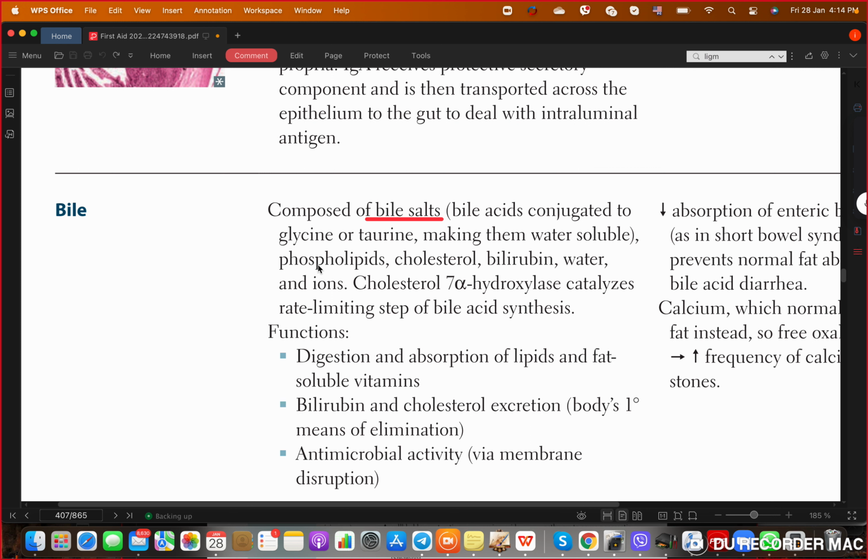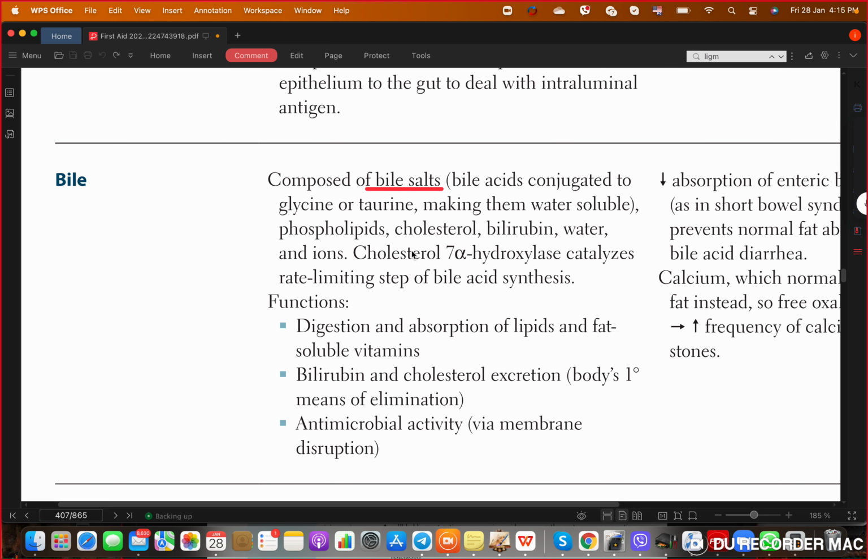Okay. So other components of the bile: we have the bile salts in the bile. What else? We have phospholipids, we have cholesterol, we have bilirubin, we have water, we have ions. Especially these two, cholesterol and bilirubin, will be the most important. Why? Because if your bile is supersaturated with bilirubin, you are going to get pigmented stones. If it's supersaturated with cholesterol, you are going to get a cholesterol stone.